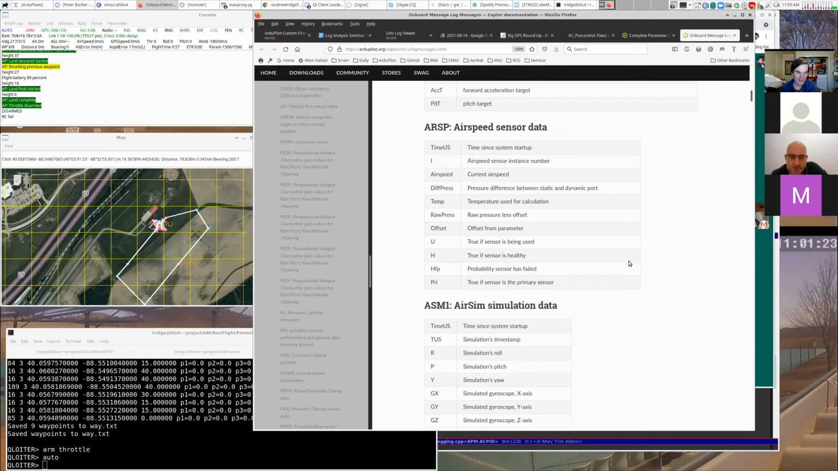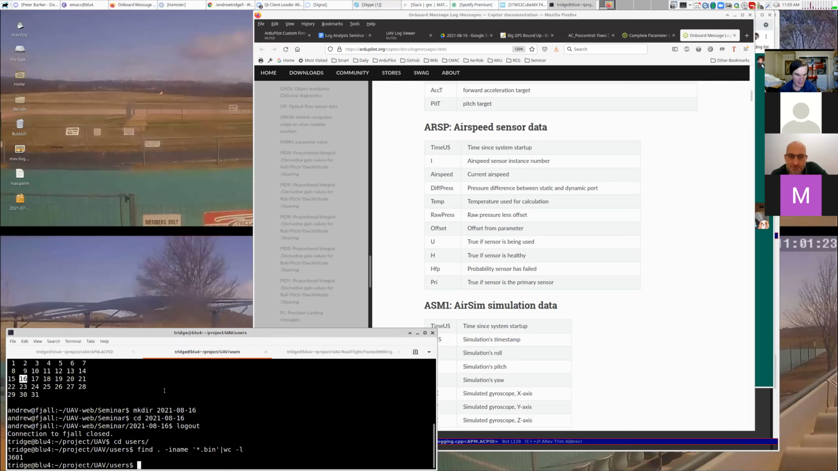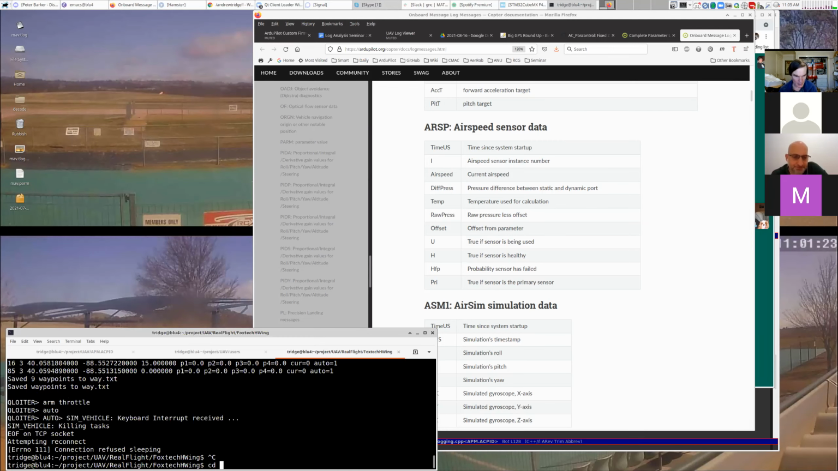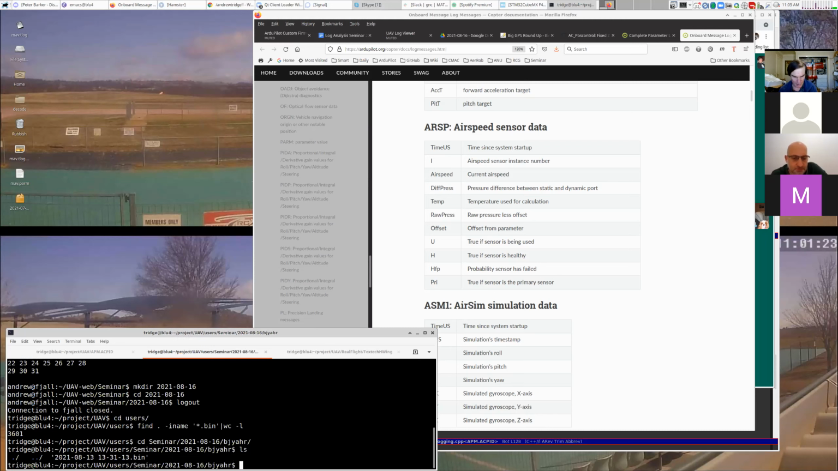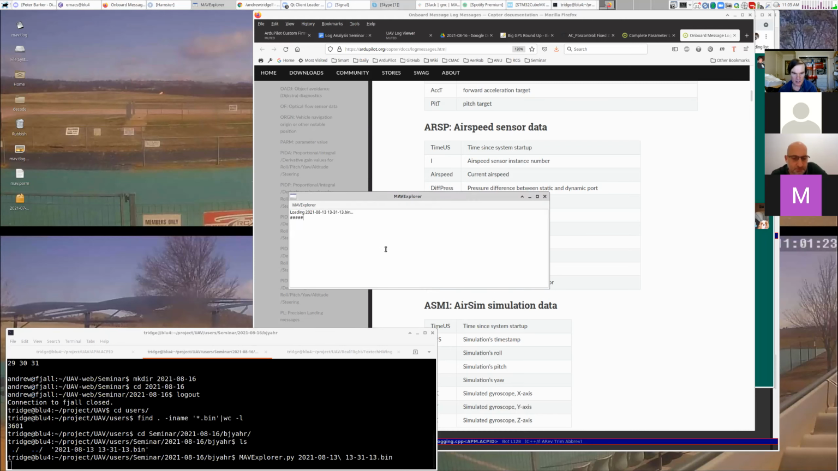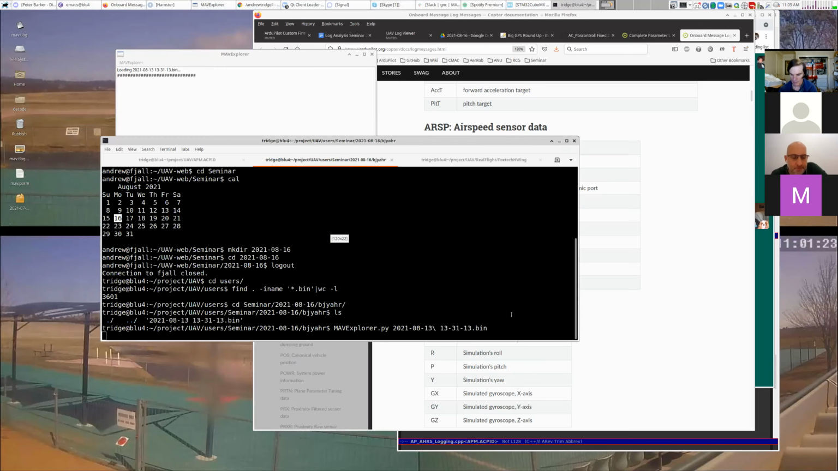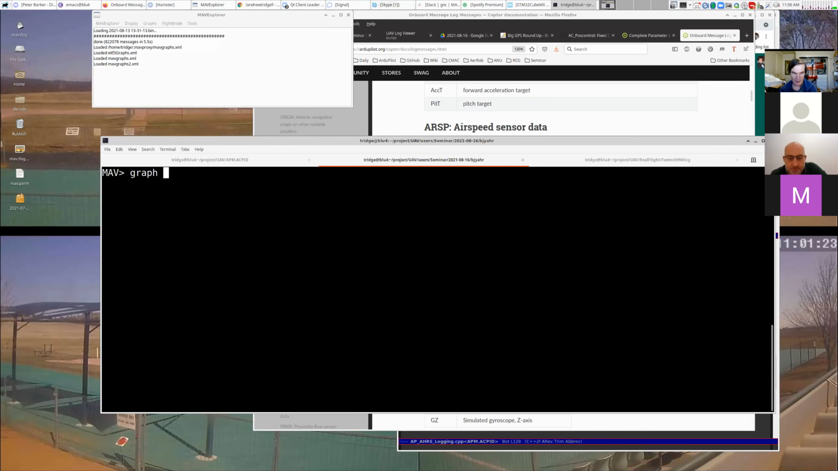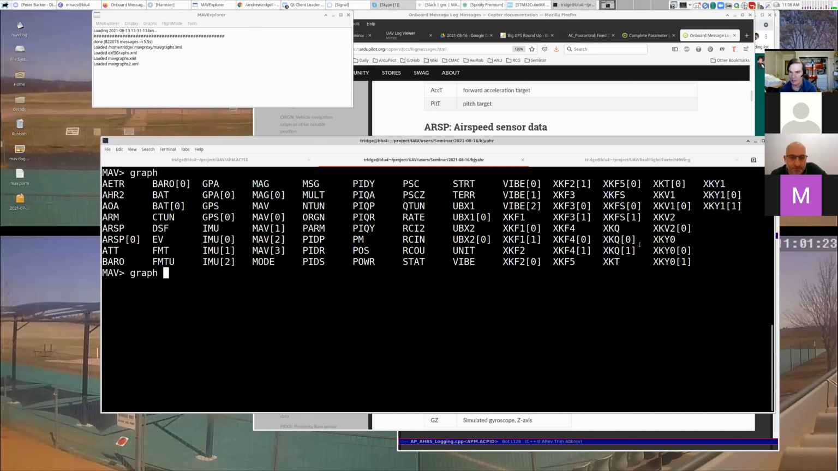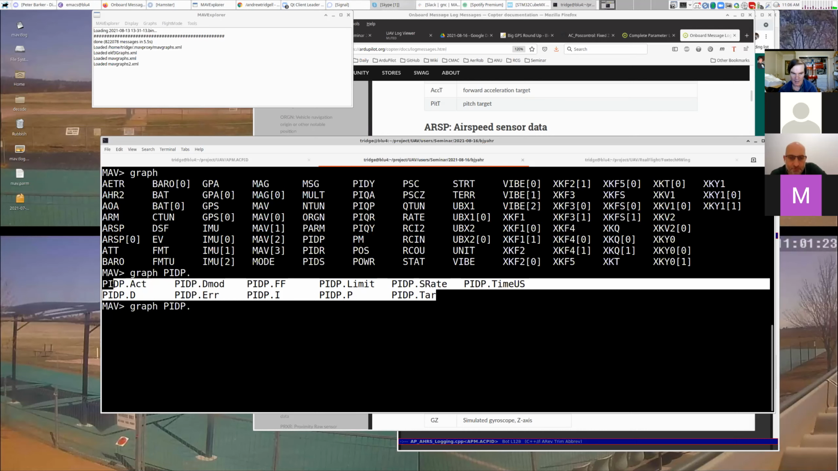So, sharing my screen here now, let's go and have a look at seminar 20, that one, and we have a look at this log. I'll just make this font a bit bigger so it's a little bit easier to see. When I go graph and I hit tab, it shows me all of the available messages. Then if I take one of those, say PIDP, and I put a dot and hit tab, it'll show me all of the possible fields in that message.